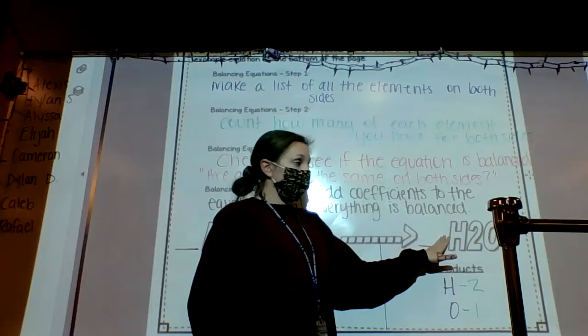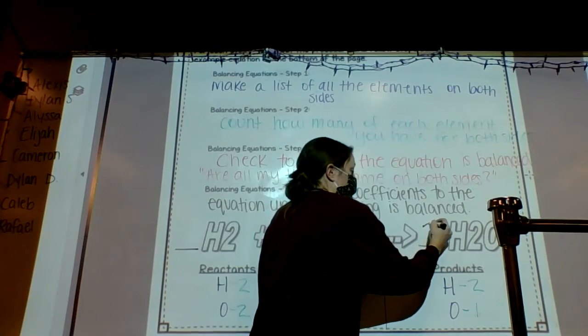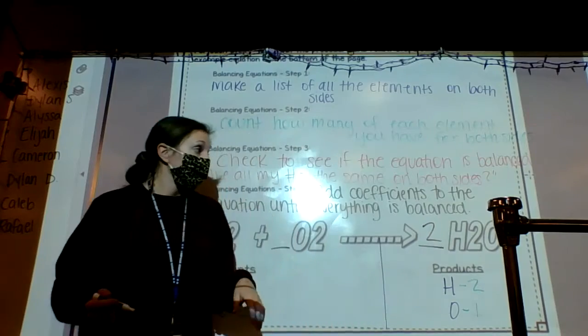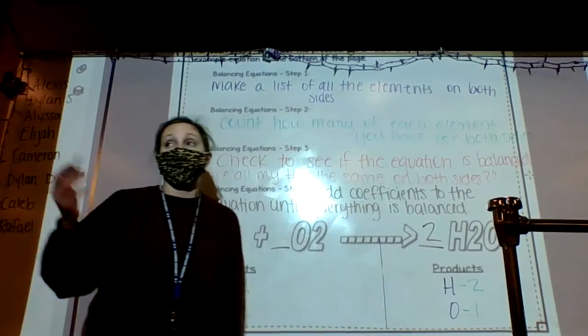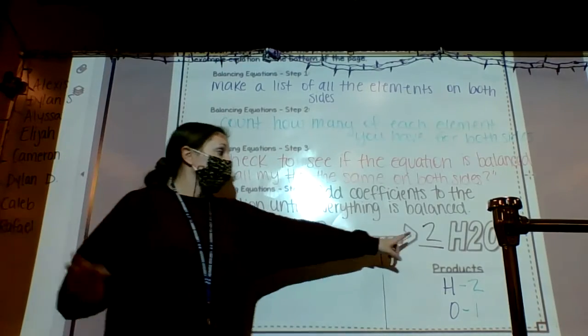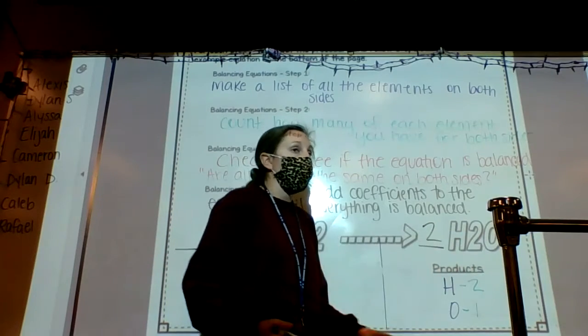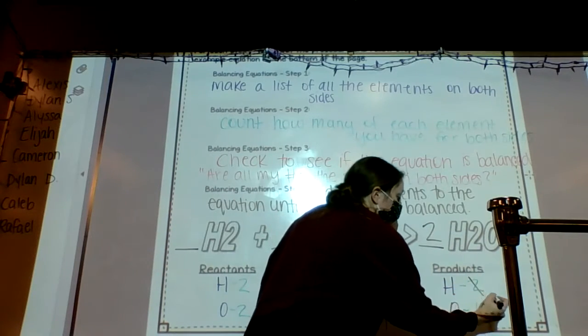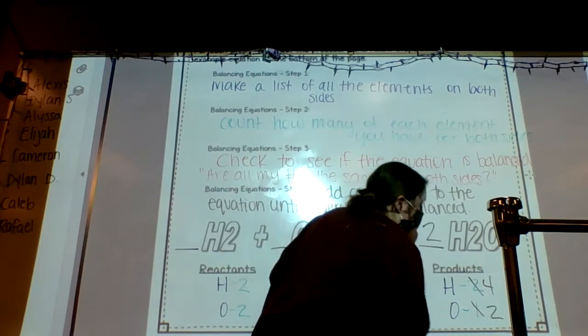But then that would make it have 4. Yep. So what if you put it over here? Okay, y'all are on the right track. Good job. So I have to put a 2 there to get this oxygen to 2. But what did I just change? Remember these coefficients affect everything. So now how many hydrogens do I have? 4. So I'm just going to mark out that 2. I have 4 hydrogens and I have 2 oxygens on that side now.